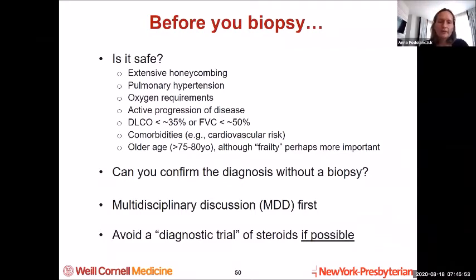Before you biopsy, you really want to ask yourself if you can confirm the diagnosis without a biopsy. And we always encourage doing a multidisciplinary discussion first to really try and make a diagnosis and try to avoid doing a biopsy. A biopsy is not without risk. And if you're going to think about doing a biopsy, then you really don't want to treat patients with steroids first, because that's really going to blur the picture when you do a lung biopsy.